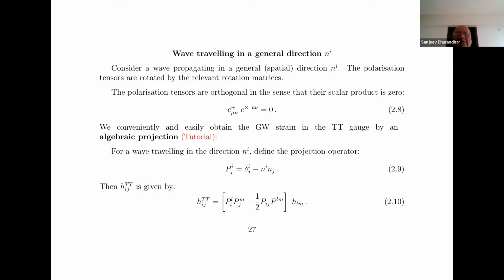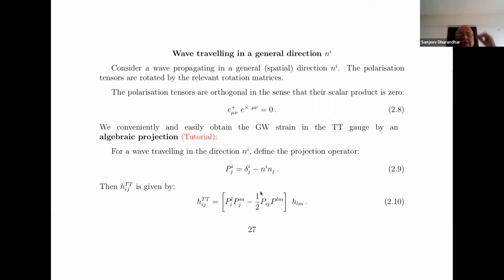And you can see this very clearly if you take, for example, n in the z direction, as I had done earlier. What is this Pij matrix? Ni Nj will be just 1 in the third column and row, and delta ij is a unit matrix. So Pij is the matrix 1, 0, 0; 0, 1, 0; 0, 0, 0. Okay, so it is just a projection. It projects any vector to its xy component. In a Euclidean space, some A with Ax, Ay, Az goes to just Ax i plus Ay j. Then h^TT_ij is given by this kind of thing.